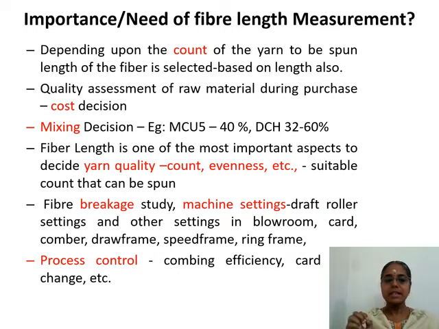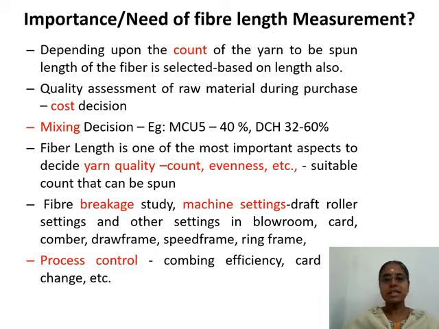Next, the last thing is process control, whether the process is going on correctly, especially comber efficiency, and it is based on your fiber length determination. Also, whether the carding process is happening properly, whether it's generating nips or not, whether it is generating some short fibers. Those things can be monitored only after measurement of fiber length. Whether there is a need for card wire change, these things you can determine based on your fiber length.